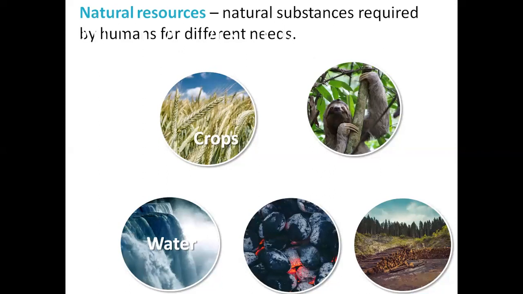The natural resources: natural substances required by humans for different needs like crops, then forest, then land, then water. There are various types of natural substances which are used by human beings for fulfilling their different day-to-day needs.